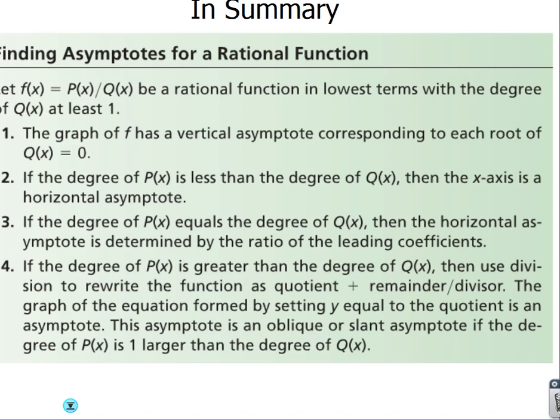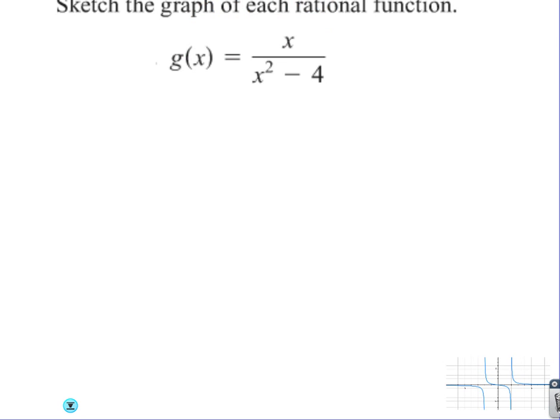I think we got maybe one more. Nope, maybe not. We don't need a summary. Sketching the graph.